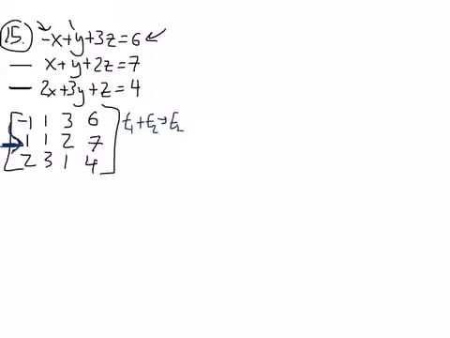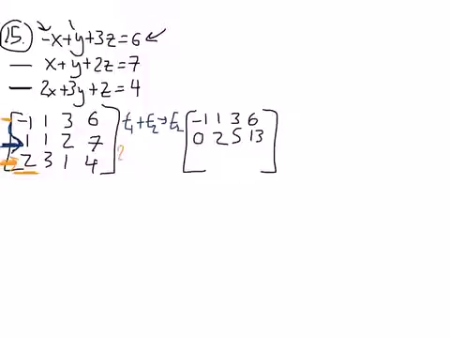So let me do that and see where I end up. My first row is just going to stay as it is. If I add these together, -1 plus 1 is 0, 1 plus 1 is 2, 3 plus 2 is 5, 6 plus 7 is 13. So I've eliminated that term. Now I'm going to work on this row. I notice that I have a 2 here. I want it to be a 0, so if I just go +2 times equation 1 and add that to equation 3, that'll get rid of it.